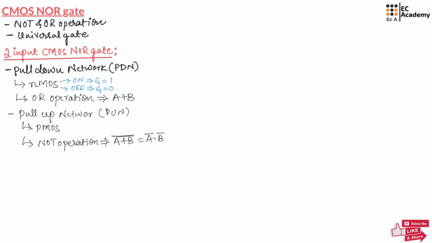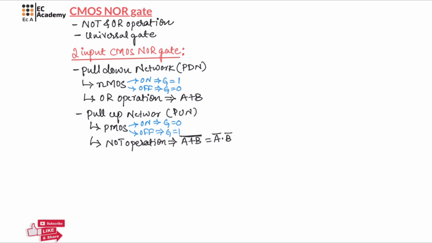So here you need to remember the PMOS will be on only when the gate input is equal to 0 and PMOS will be off when the gate input is equal to 1. So this you need to remember so that you can understand the operation of CMOS NOR gate.